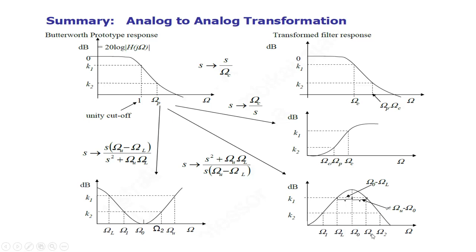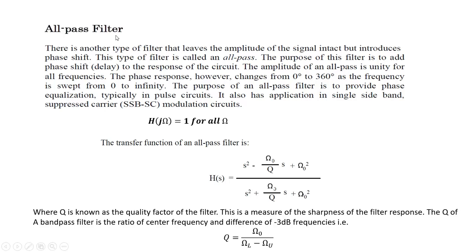This transformation is for the band pass filter, right? And this is the transformation as we have just discussed. This is the design of the band stop filter using this transformation, and you can convert a low pass filter prototype to a band stop filter. Now, this slide actually summarily explains the design of the low pass filter prototype to any type of filter, high pass, band pass, or band stop filter. Now, there is another important type of filter, which is the all pass filter.